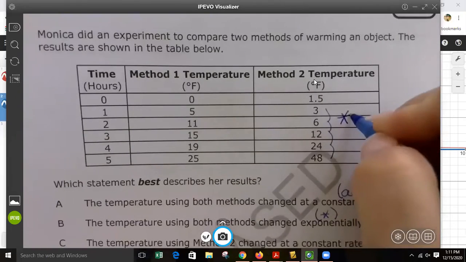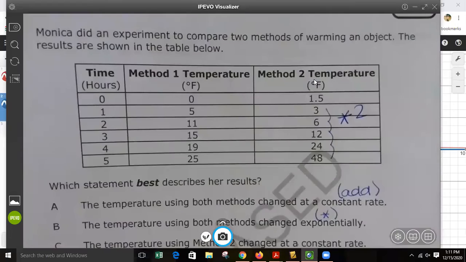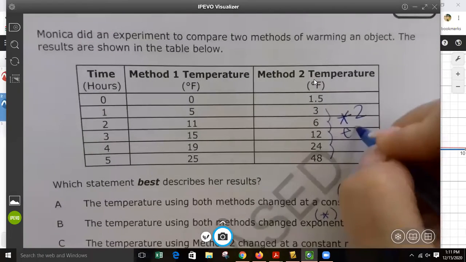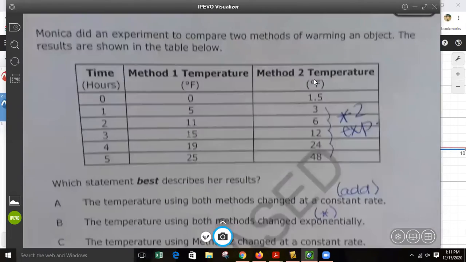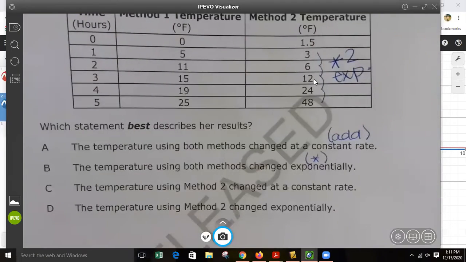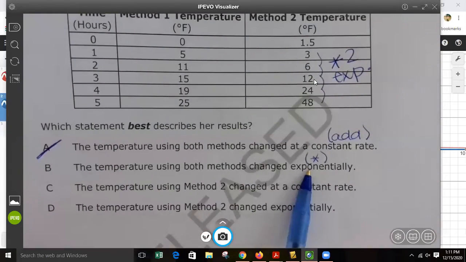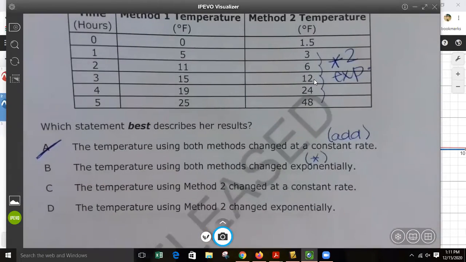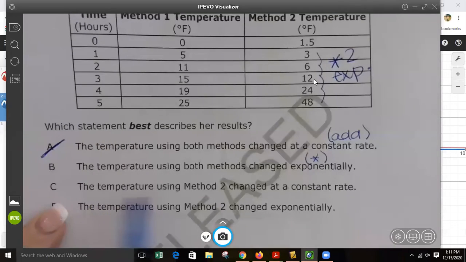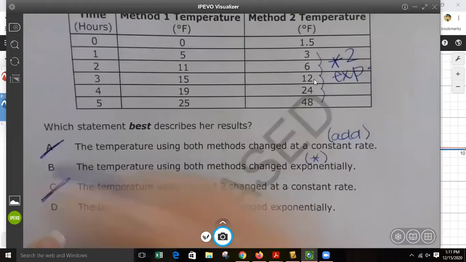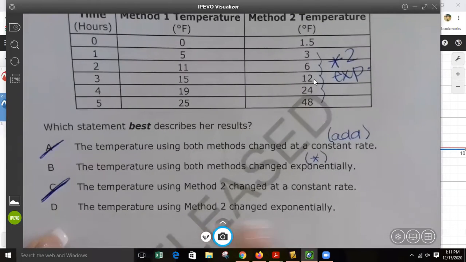Multiply by 2. So that one is exponential, right? So let's see what it says. Both methods were at a constant rate. We know that's not the case because method 2 was exponential. Both changed exponentially. We haven't looked at method 1 yet. We'll get back to that one. The temperature using method 2 changed at a constant rate. We know it wasn't. It was exponential. And then the temperature at method 2 changed exponentially. So we need to see if they both did or only 2 did.